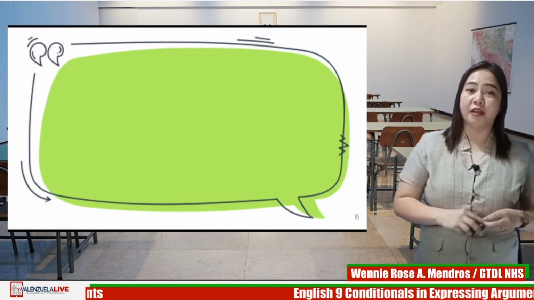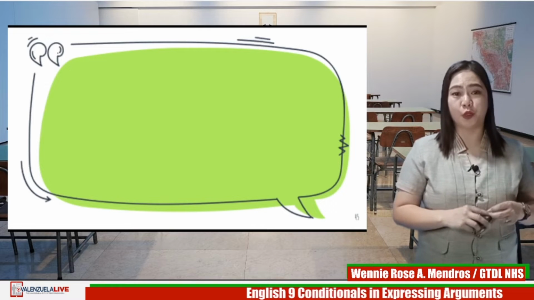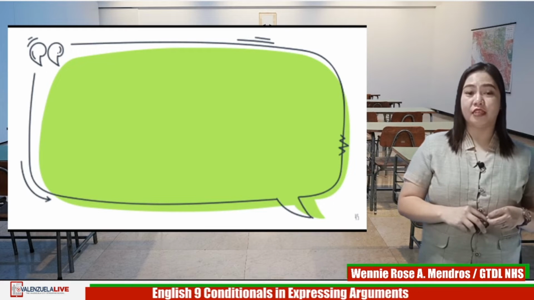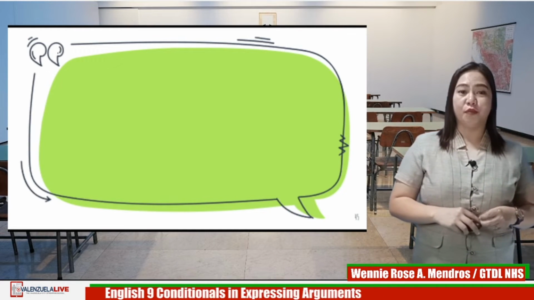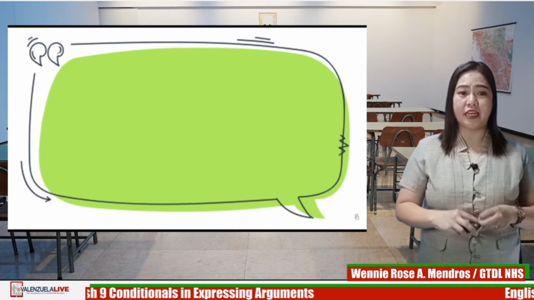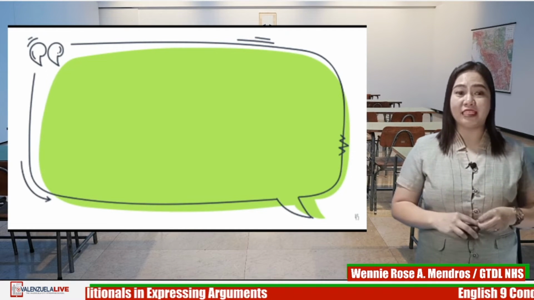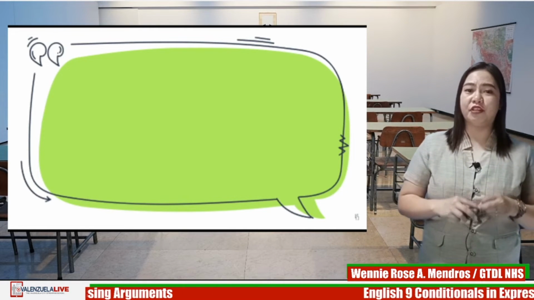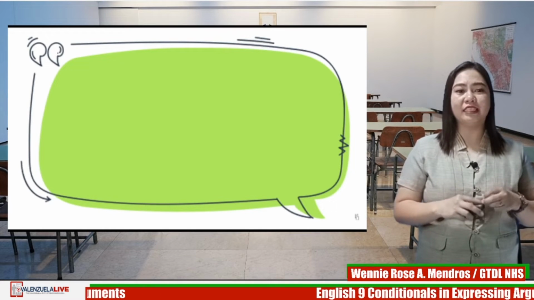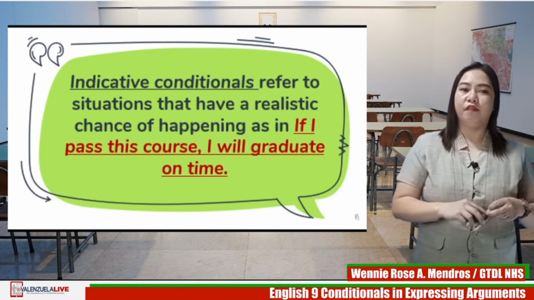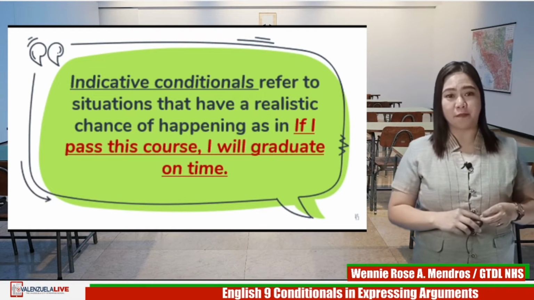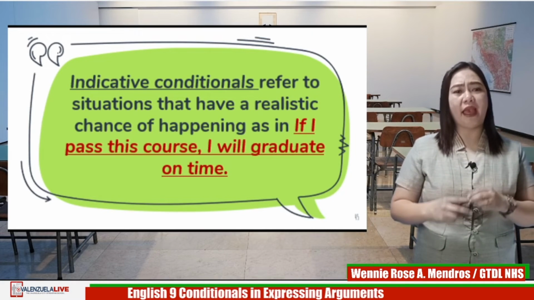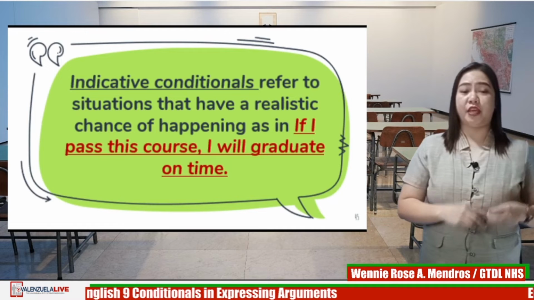We have to bear in mind that conditional sentences can be classified according to their uses. We had the zero, first, second, and the third conditional sentences. Aside from those categories, another common way of classifying a conditional sentence is to label them as indicative and subjunctive conditionals. Indicative conditionals refer to situations that have a realistic chance of happening, as in, if I pass this course, I will graduate on time. So, this statement is likely to happen that if I pass this subject or course, I will graduate on time.